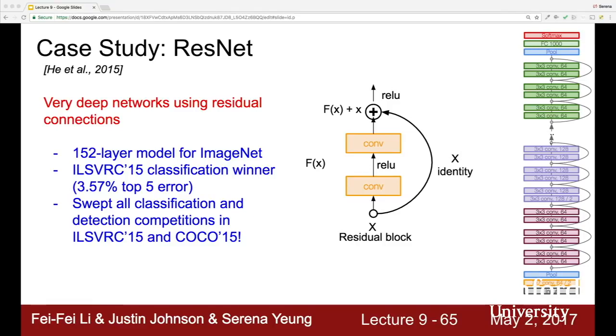They had a 152-layer model for ImageNet. They were able to get 3.57% top 5 error with this. And the really special thing is that they swept all classification and detection contests in the ImageNet benchmark and this other benchmark called COCO. It just basically won everything, so it was clearly better than everything else.